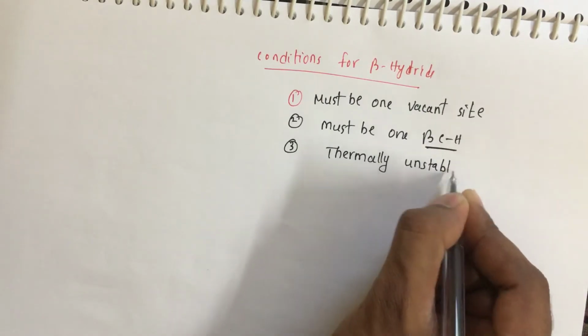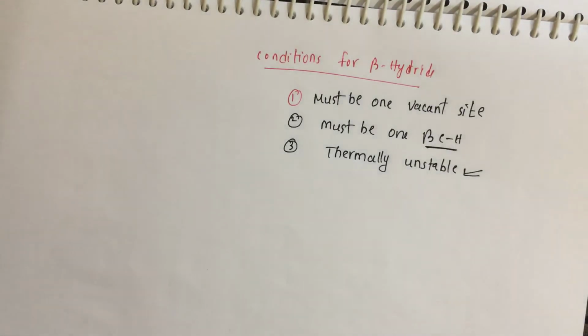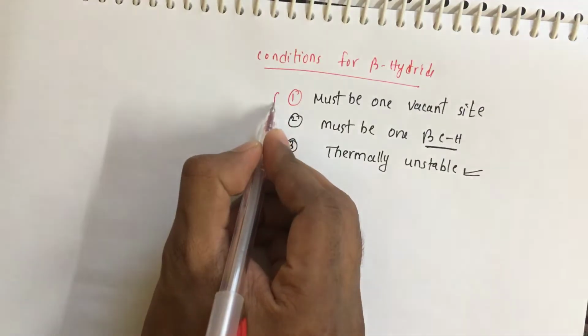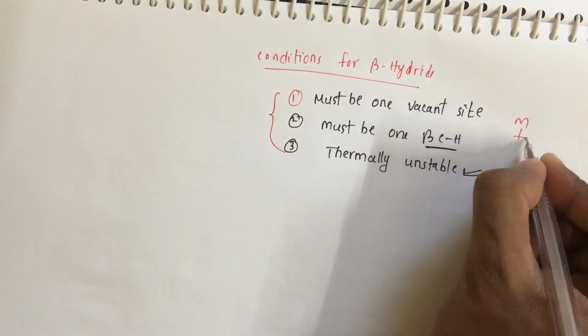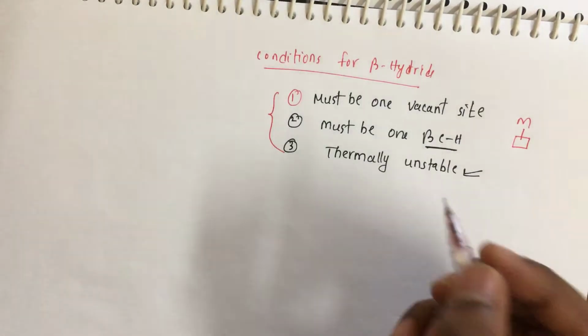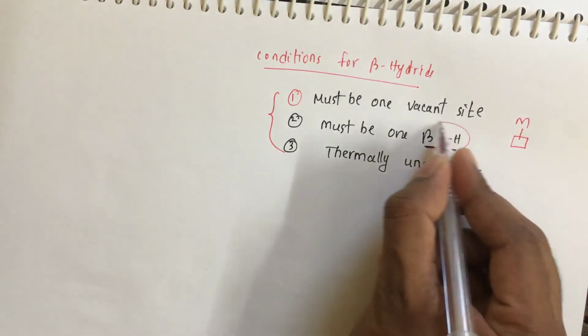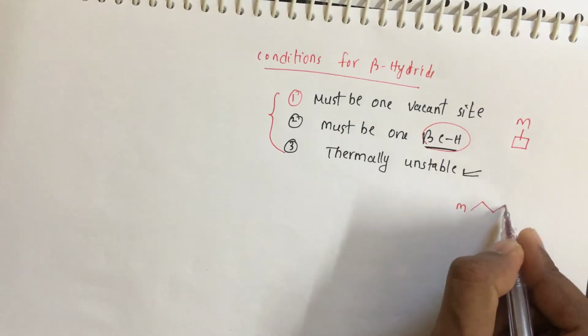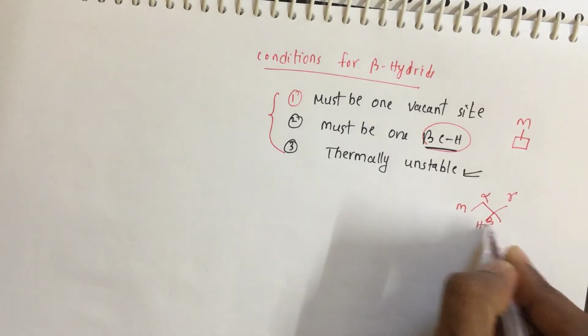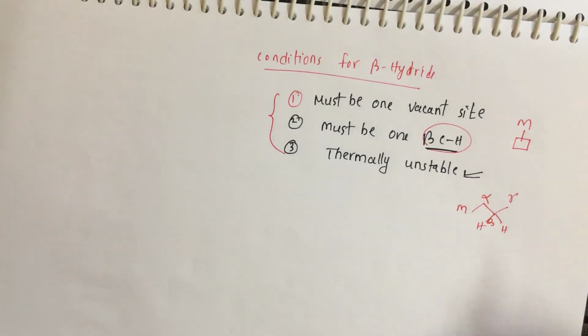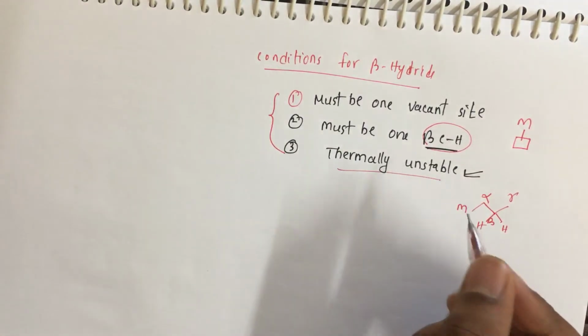So from the examination point of view, the questions are mainly asked on these 3 properties. The first one is the metal should have one vacant site. This is the first condition. The second condition is the complex should have a beta hydrogen. Beta hydrogen means this is alpha, beta, gamma, so one hydrogen should be there. Then only this beta-hydride elimination will go, and then they are thermally unstable.